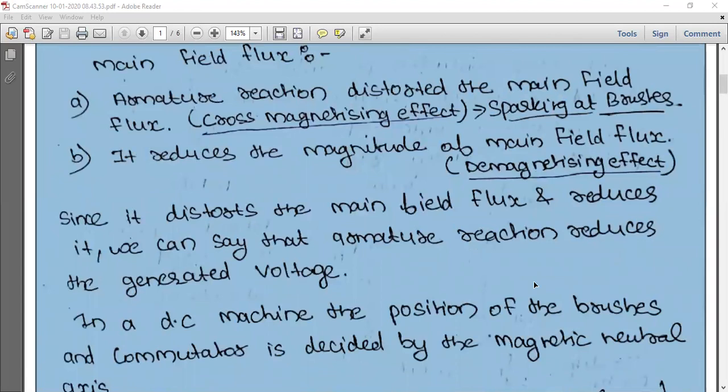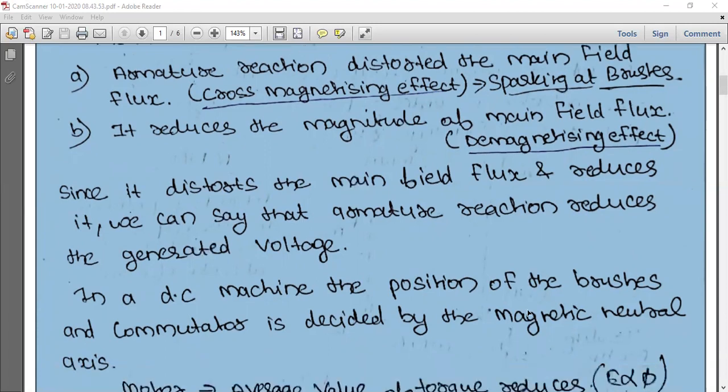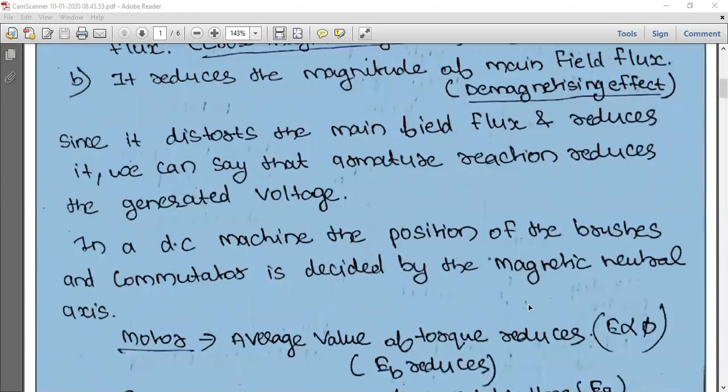Since it distorts the main field flux and reduces it, we can say that armature reaction reduces the generated voltage. That's the demagnetizing effect. In a DC machine, the position of the brushes and commutator is decided by the magnetic neutral axis. Two important terms that we study in the armature reaction concept are the geometric neutral axis and the magnetic neutral axis, that is GNA and MNA. You will see what they are in the coming section.